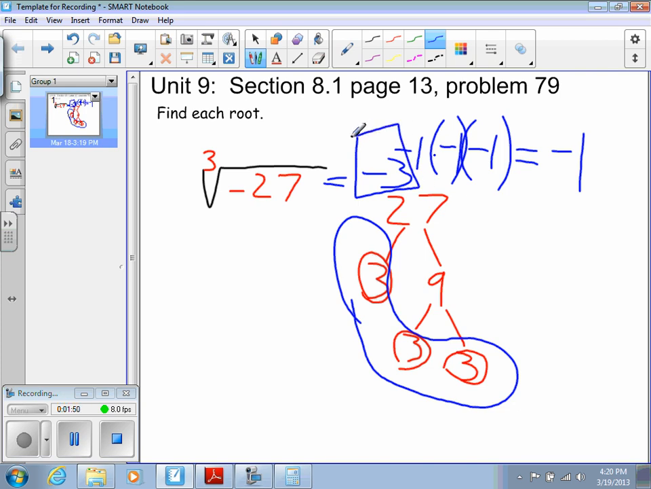And I should put that where we can read it more easily. The cube root of negative 27 would be negative 3. 3 because of this set of 3 3's when we factor it, and negative because it started off negative and it's a cube root. So negative 3, and let's check it.